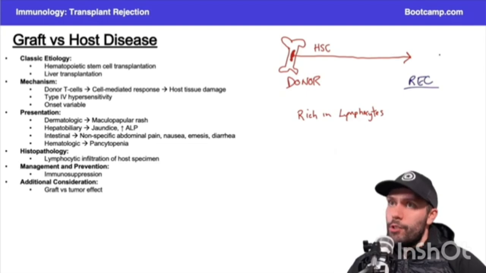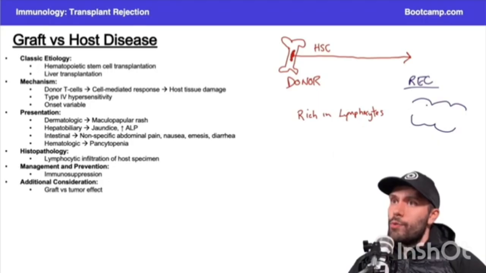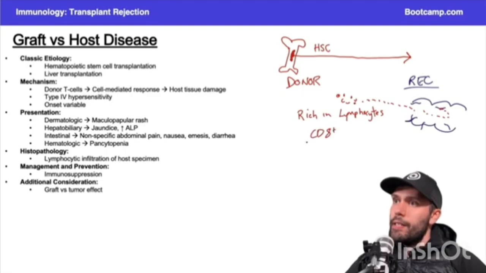Let's say here's my recipient, and I'm going to draw my GI tract here. Maybe these lymphocytes are in the blood vessels around the intestines, for example, and they might recognize some of the HLA antigens on the recipient as foreign. So here are all these lymphocytes coming in from the donor, floating around in the blood vessels and recognizing some of these HLA antigens, particularly the CD8 positive T cells.